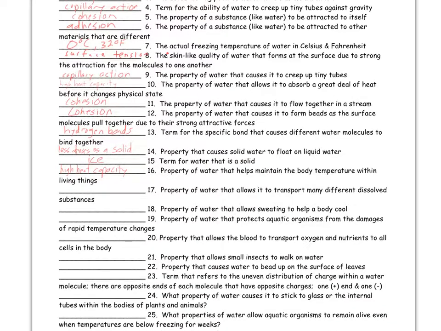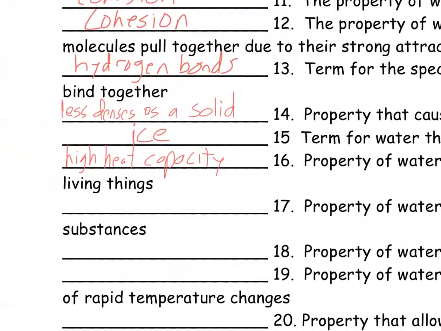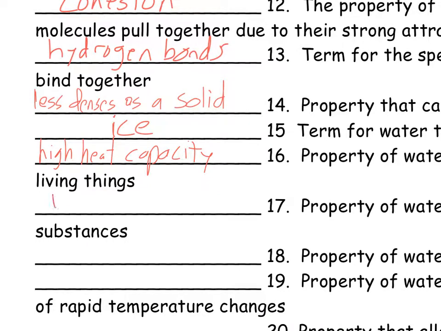17. Property of water that allows it to transport many different dissolved substances. That's the universal solvent. Universal solvent.